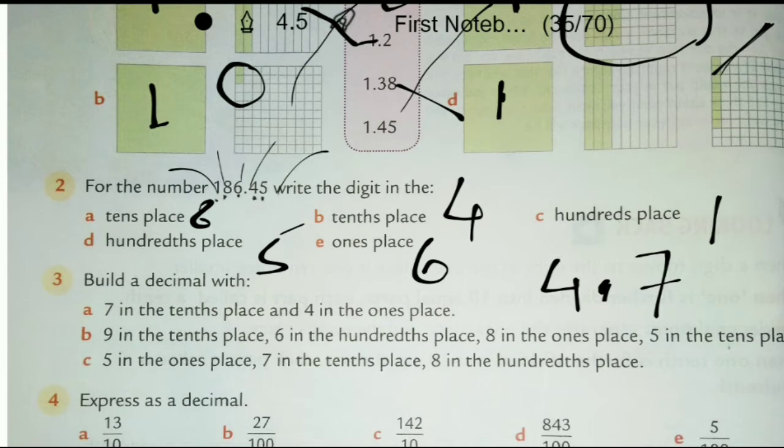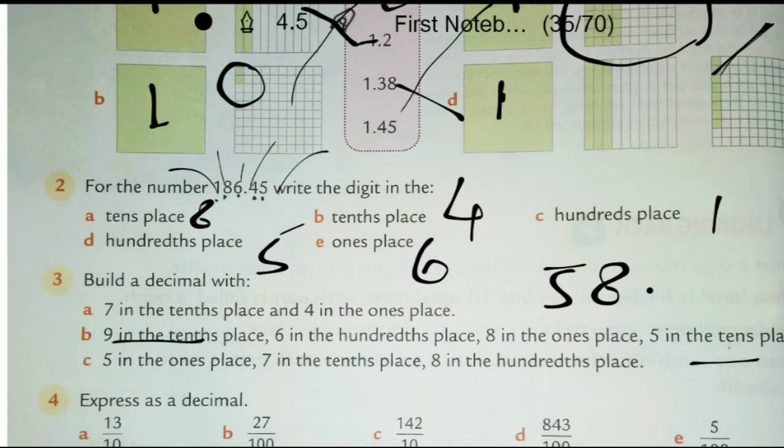Next is 9 in the 10th place, 6 in the 100th place, 8 in the ones place and 5 in the tens place. How we will write? First we will write ones. Ones is 8. After ones, what will come on the left side? Tens. Tens is 5. And after ones, when we go right side, we put the decimal. After the decimal, what number will come? Tenth. Tenth means 9. And then hundredth. Hundredth means 6. Like this, we have to represent this number.